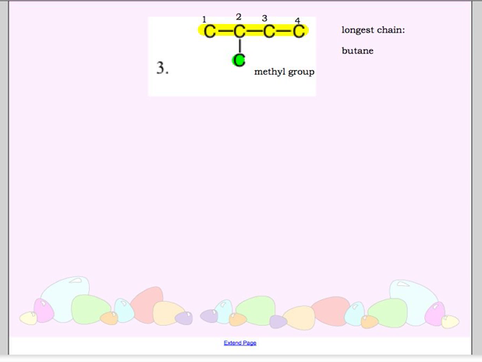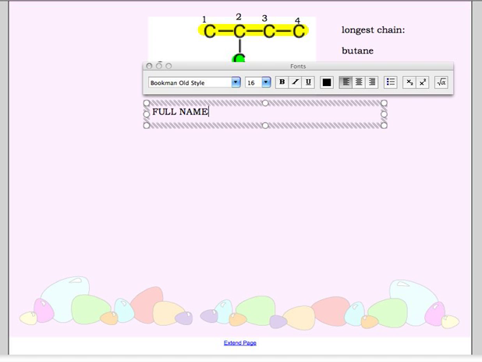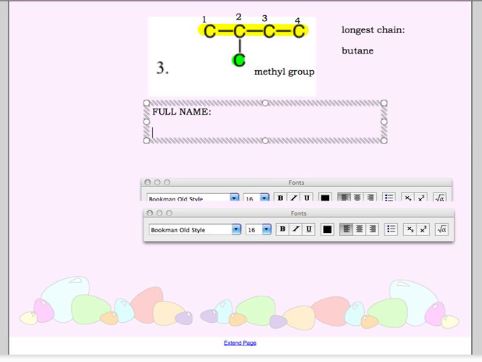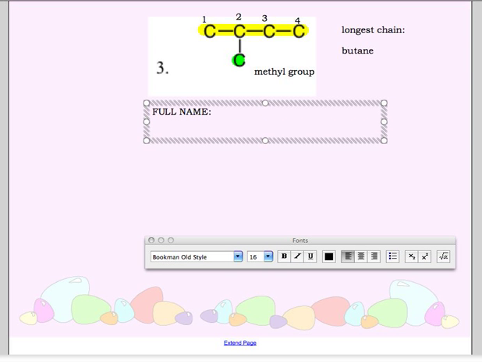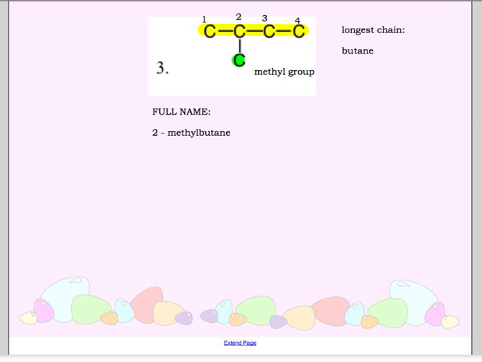And then when you put that all together, we have to do our group first. So it's a methyl group on number 2. So we write 2-methyl. And then there's nothing else. So we put it all together, and this is a butane. So our full name is 2-methyl-butane.